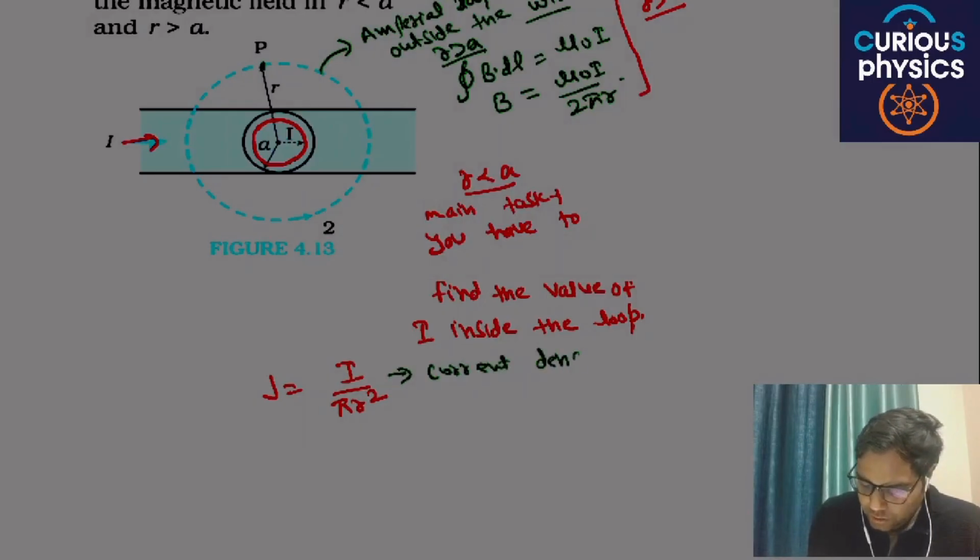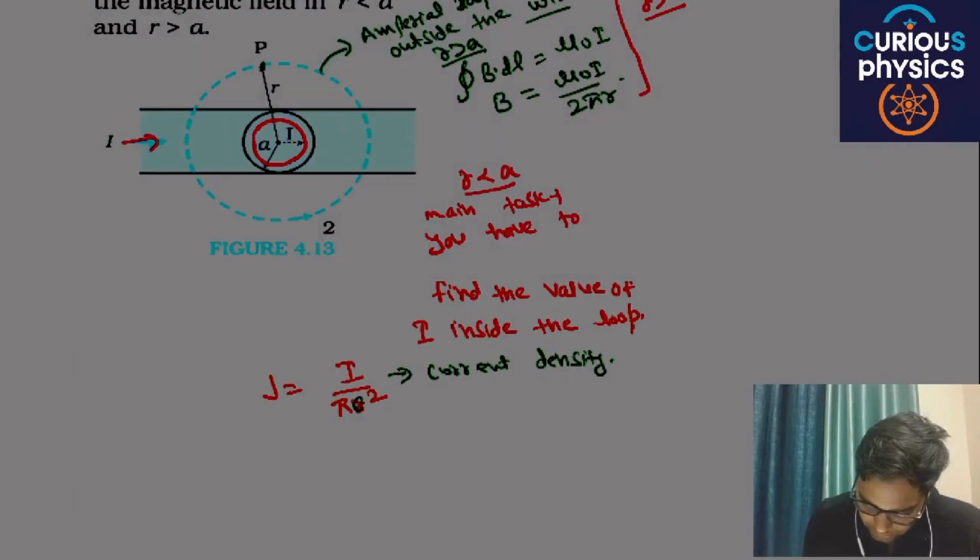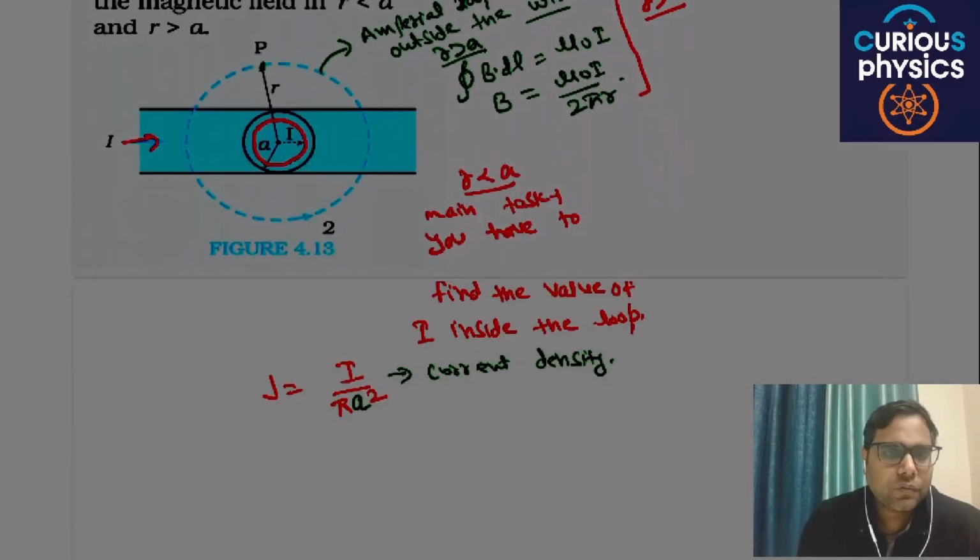This is a very good question to understand Ampere Circuital law. I by pi r square is nothing... okay, not pi r square, pi a square. A is the radius of the wire.